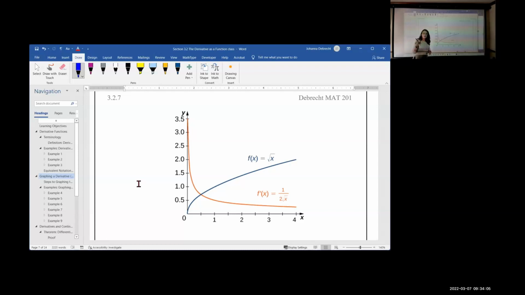So you want to take your pen or your pencil, and you want to put it on the blue graph, which represents the original function. So let's start out here where it's a little bit flatter.